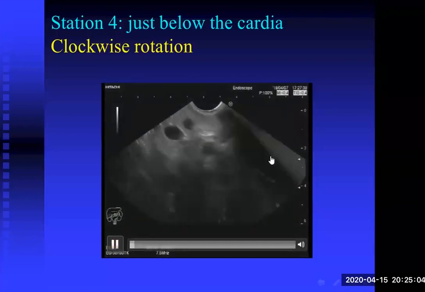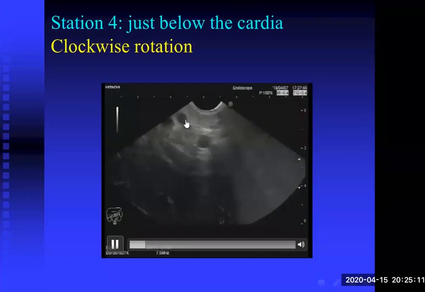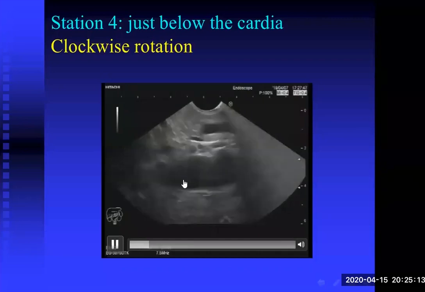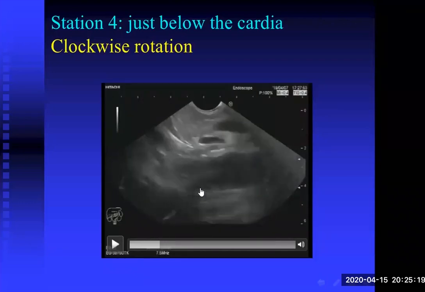This is again the abdominal aorta, and this is the celiac axis, and this is the splenic vessels. This is the splenic artery coming from the celiac axis, and the splenic vein. Now I moved the echo endoscope inside. I pushed it forward to locate the splenic vessels in the middle of the screen.